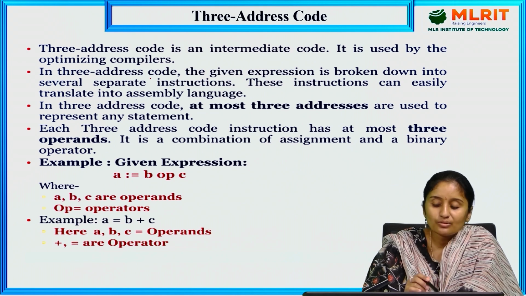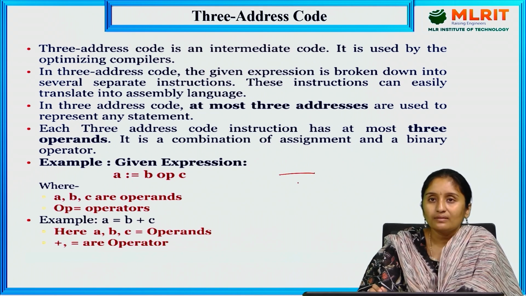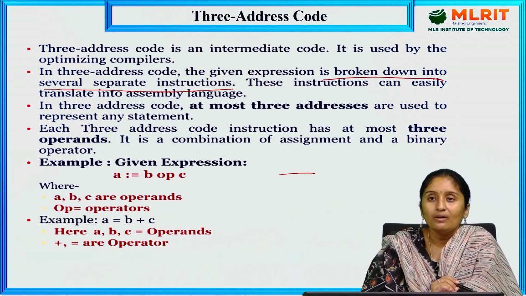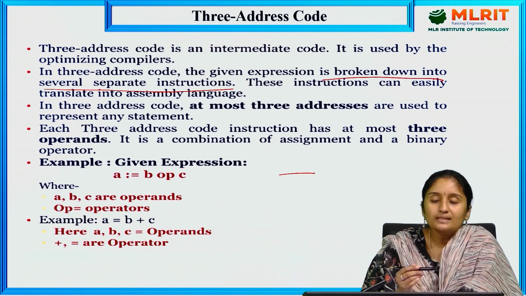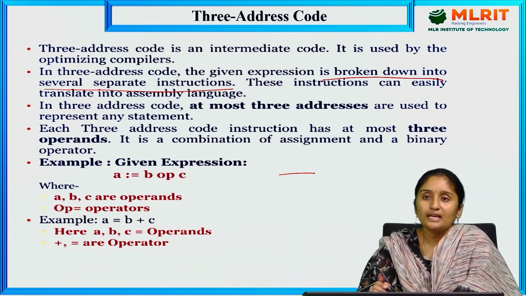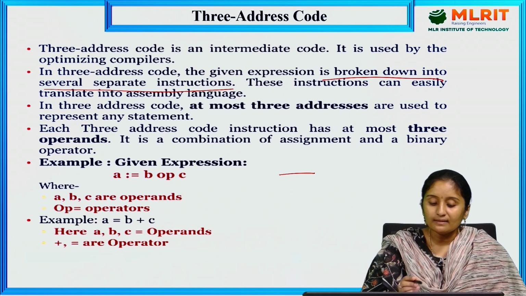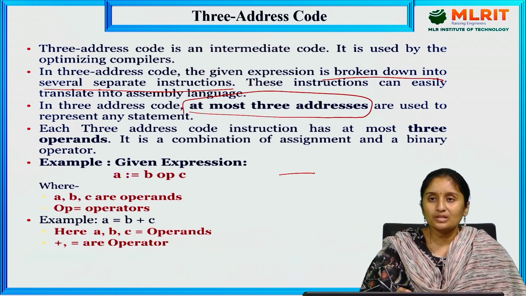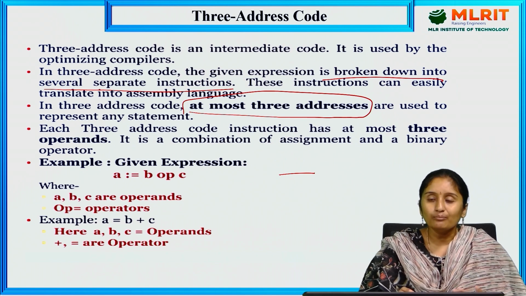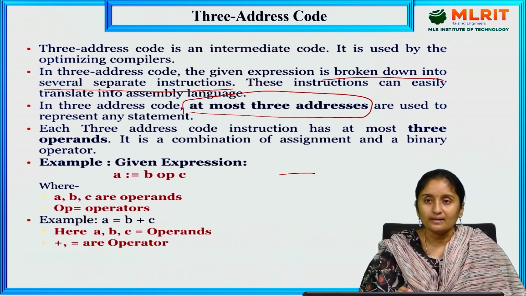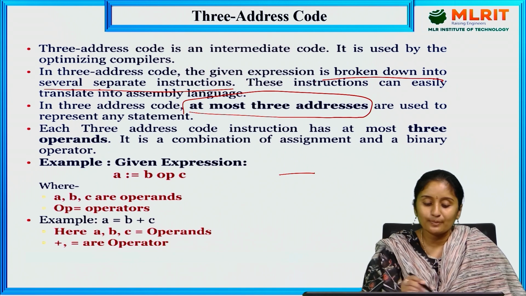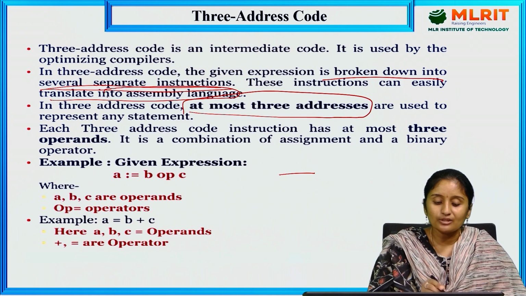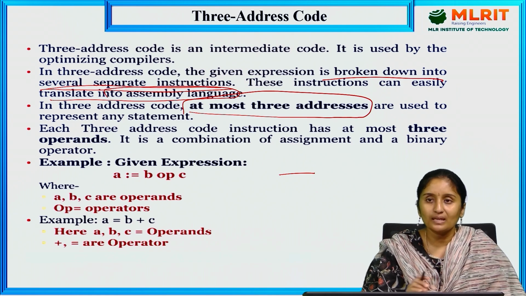In 3-address code, if an expression is given, that expression is broken down into several separate expressions. Why are we breaking that expression into separate expressions? Because in 3-address code, we should have at most 3 addresses. If the given expression has more than 3 addresses and more than 1 operator on the right-hand side, then we break that expression into several instructions. By this, we can easily translate it into assembly language or machine language.